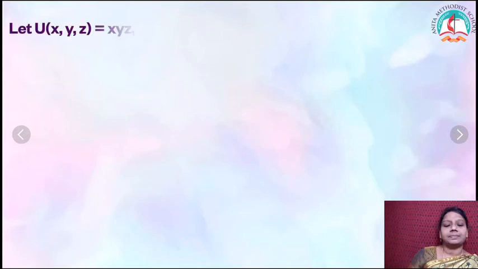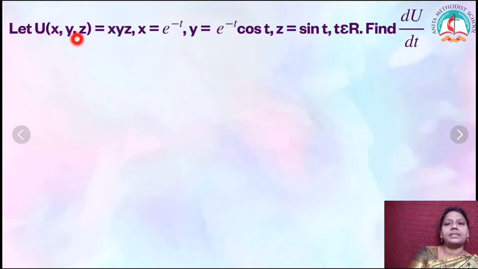Okay. Now, let me see a problem with three variables. So, let u of x, y, z be given, and x is equal to e power minus t, y is equal to e power minus t cos t, and z is equal to this. I have to find out du by dt. So, I am having function of function rule. u is a function of x, y and z. x, y, z are functions of t.